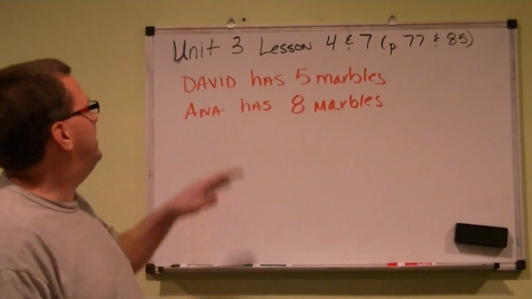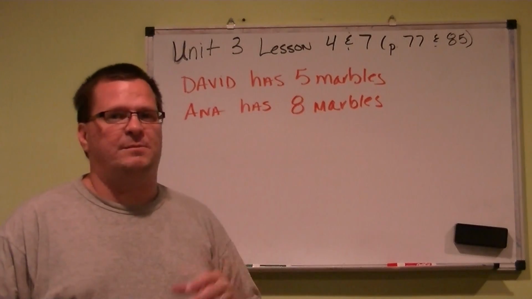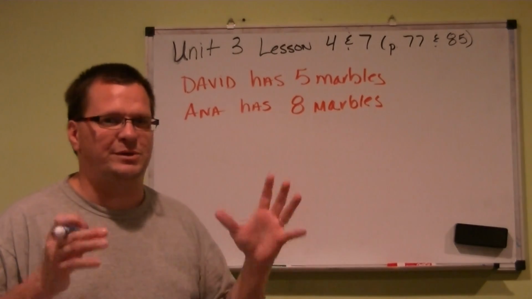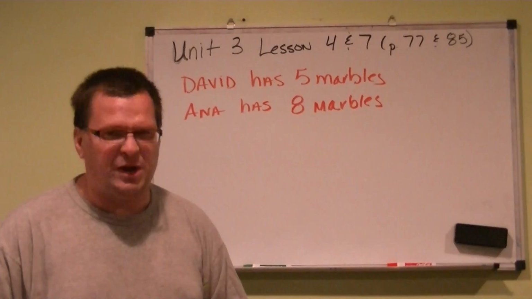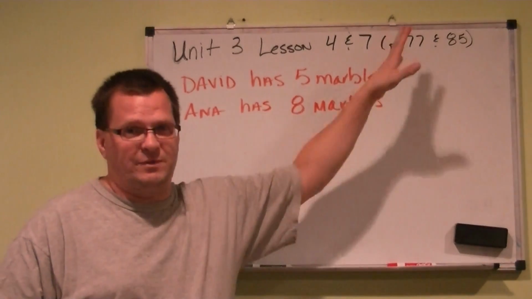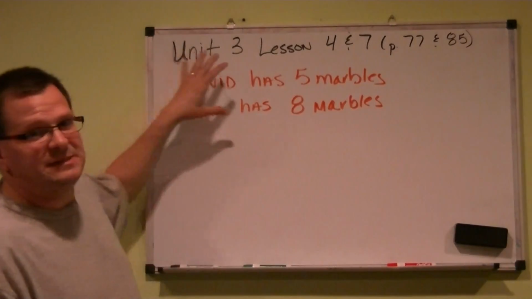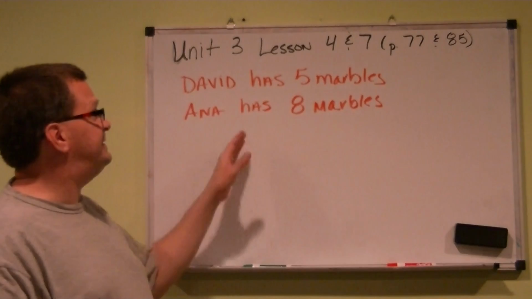Hello, we're going to be talking about Unit 3, Lessons 4 and 7. In Lesson 4, we're just going to be talking about comparison bars and how we use them. We're going to be talking about questions 1 and 2 on page 77, and then we'll flip over to 85. But I already wrote down the blue box that's up in your textbook on page 77.